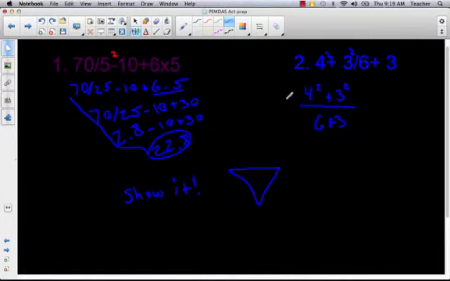So we'll go right back to PEMDAS, parentheses. There are no parentheses yet, so we'll go ahead and do our squares. So 4 squared and 3 squared, and that'll come straight down. Then that will be 16 plus 9, over 6 plus 3.